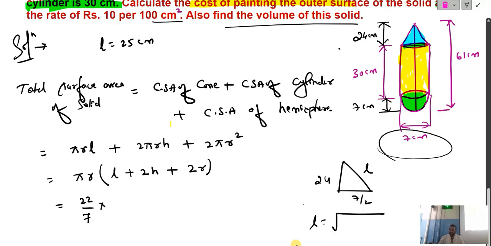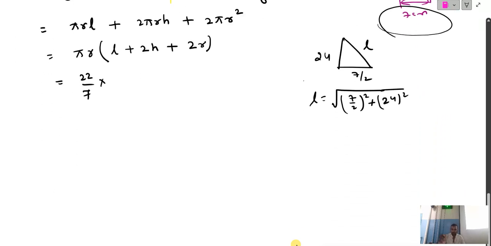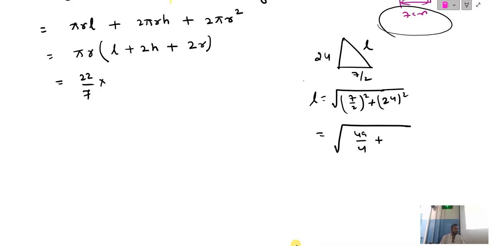Now, what is the slant height value? L equals root of R square plus h square. What is R square? 7 by 2 whole square, plus h square, that is 24 square. Clear? Root of 7 square is 49 over 2 square is 4, plus 24 square is 576.